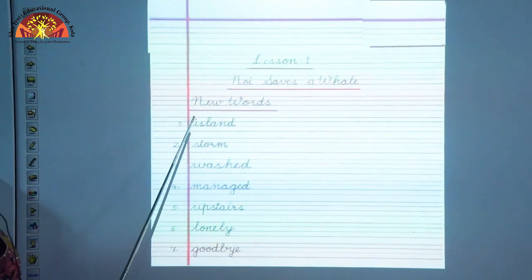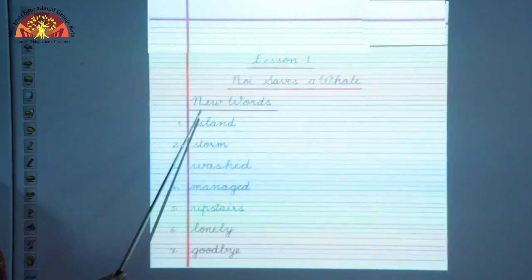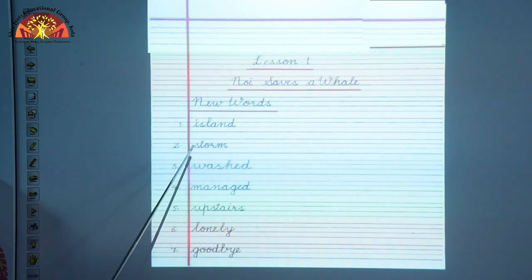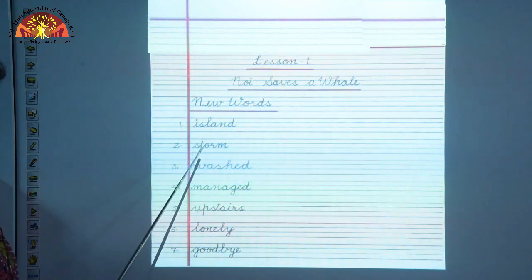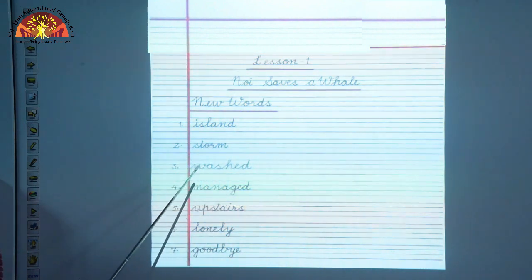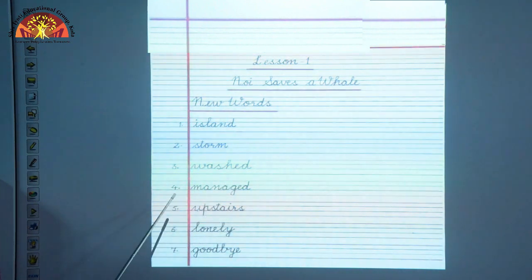Number 1 is island. What's the spelling of island? I-S-L-A-N-D, island. Second word is storm. What's the spelling of storm? S-T-O-R-M. Third, washed. W-A-S-H-E-D, washed. Fourth, managed. M-A-N-A-G-E-D, managed. Fifth, upstairs.